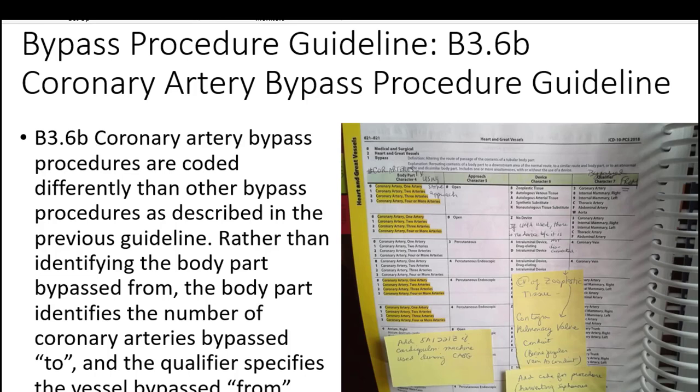So the root operation bypass, you see there at the very top, we're in the heart and great vessel body system. Bypass is your root operation. That particular table is where you're going to write character 4 is the number of coronary arteries bypassed to, and the qualifier bypass from. And you see, of course, all my notes. I keep a lot of notes in my code book. You can either keep them in your code book or have a separate notebook where you keep notes, but you will have to have something because there's always information coming up either through Coding Clinic or things that you discover on your own when you're doing research that you need to remember or want to remember.